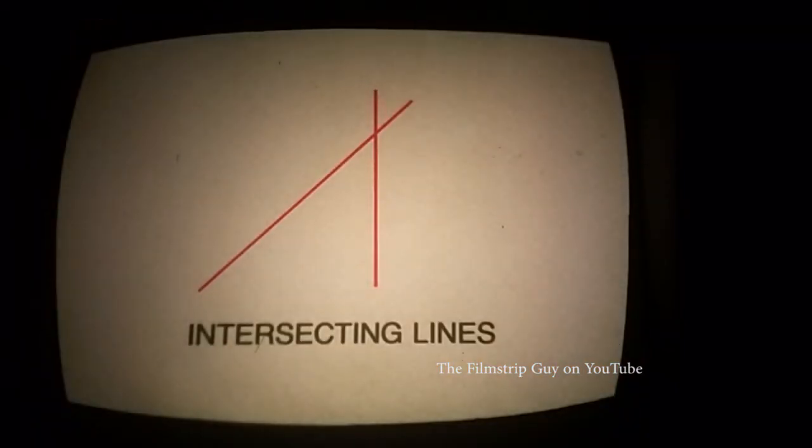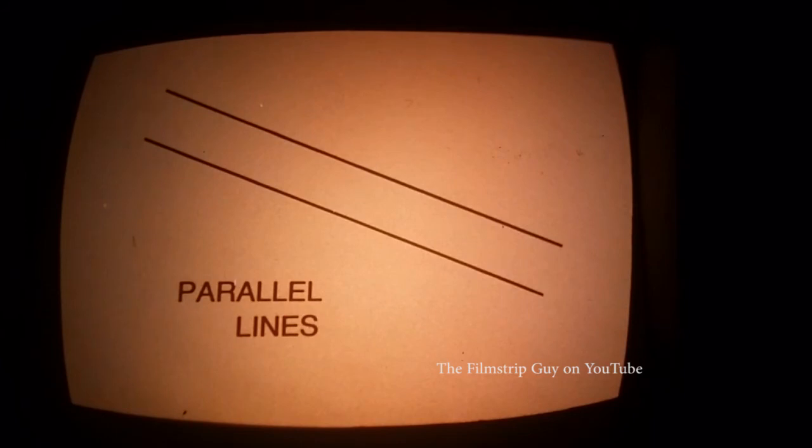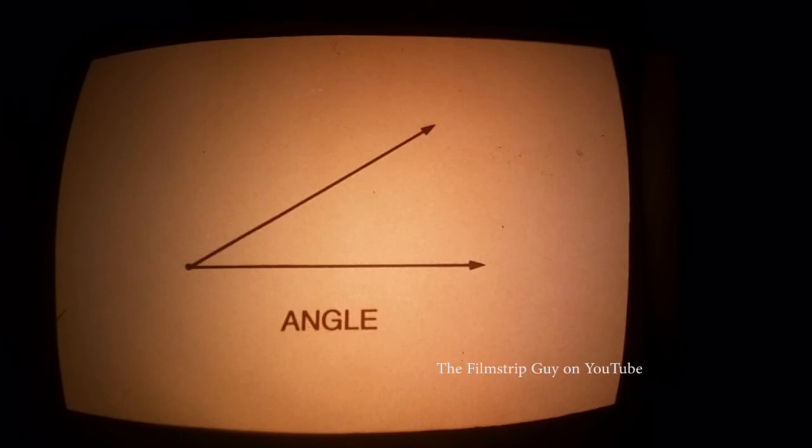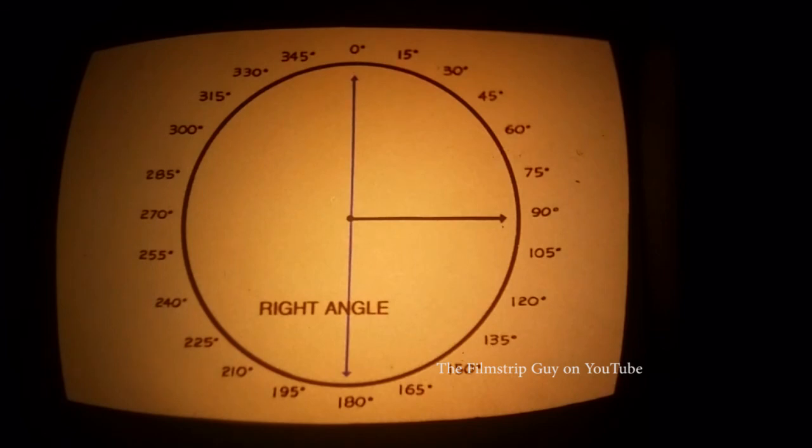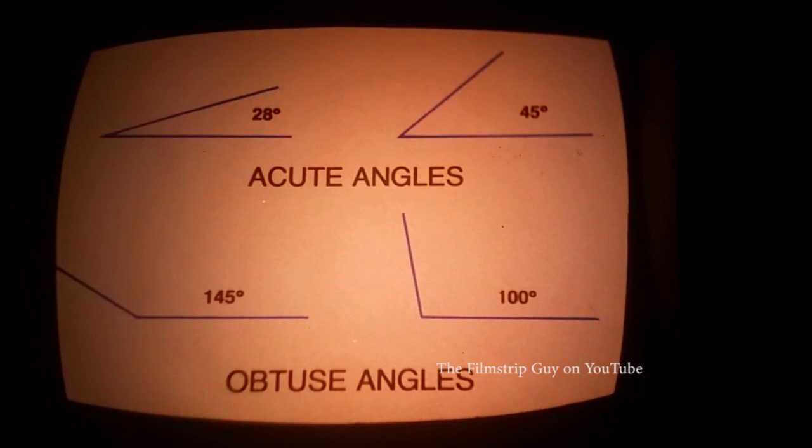When two lines, rays, or line segments cross each other, they are said to intersect. If two lines or rays do not intersect, they are parallel. An angle is formed by two rays with a common endpoint. Angles are measured for the amount of opening between rays in units called degrees. This is a 90-degree angle or a right angle. An angle less than 90 degrees is an acute angle. An angle which measures between 90 and 180 degrees is an obtuse angle.